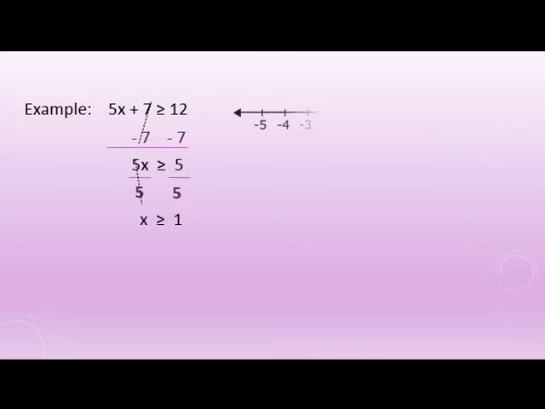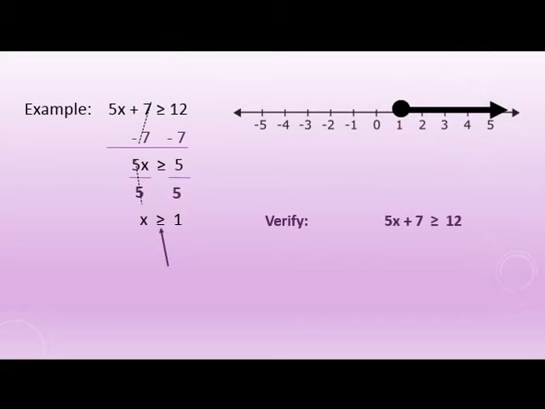Let's graph it. Step 1, put the circle at 1. Step 2, check the inequality. There is an equal sign under the symbol, so that means I have to fill in the circle on the number line. X is greater than or equal to 1, so I'm going to shade in all the numbers to the right that are greater than 1 on the number line.